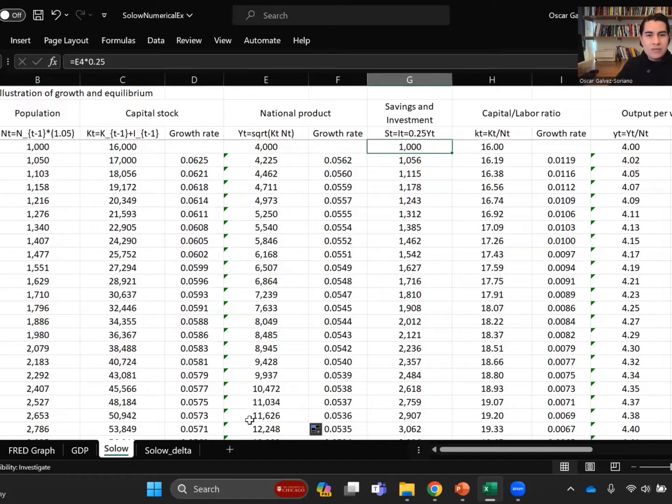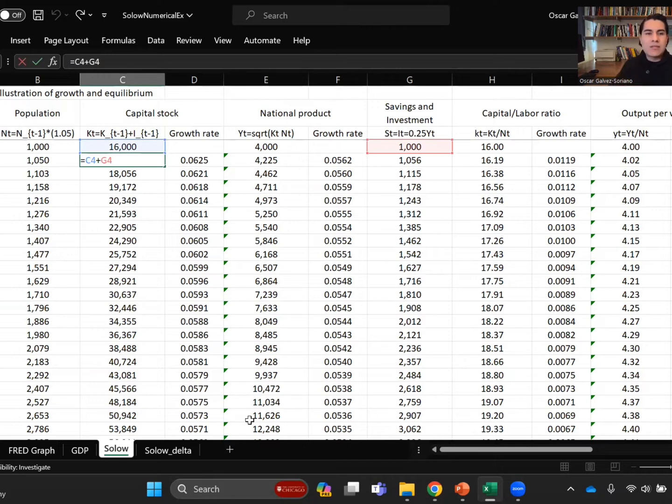The last piece of information that you need to complete this example is the savings in the economy. And what we assume in the Solow model is that savings is equal to investment. And savings in particular are determined by a fraction of the product. And in this numerical example, this fraction is 1/4. So you multiply the product by 0.25, and that will give you the investment in the economy. Why do we need investments? Well, because capital stock in the next period is a function of investments and capital in the previous period.